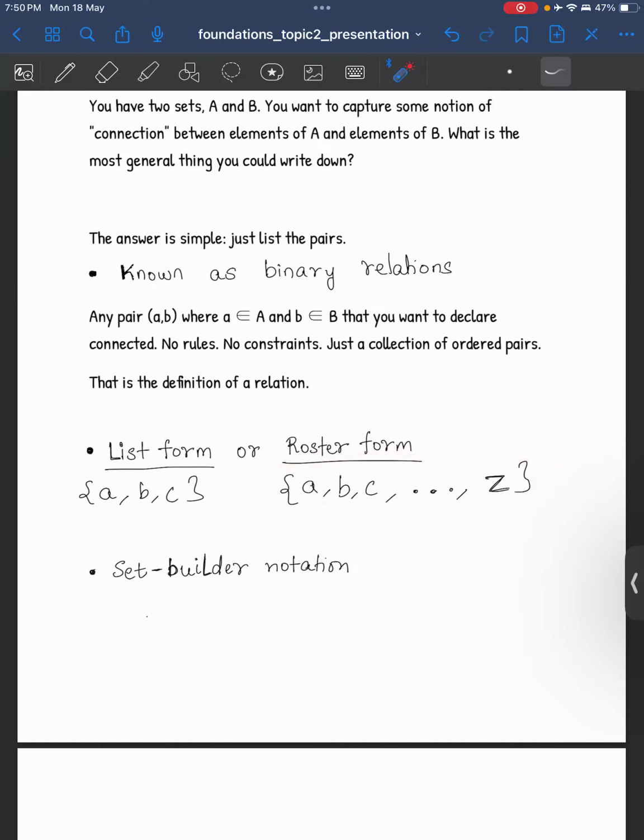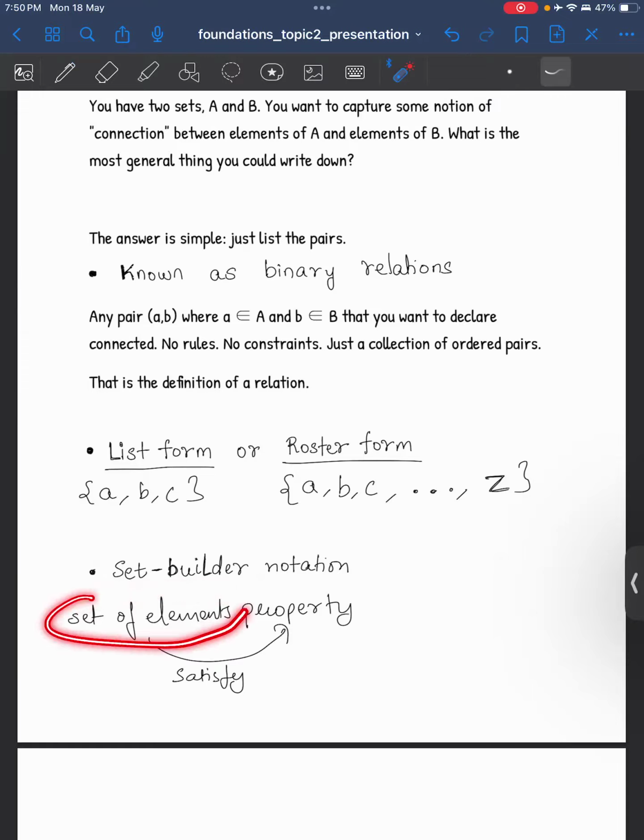The set builder notation is a different kind of notation for sets where we fix a property and we say the set of elements that satisfy this property. But remember that we will always choose elements from a set that we already know exists. This is for the ZFC axioms that we encountered in the previous videos.